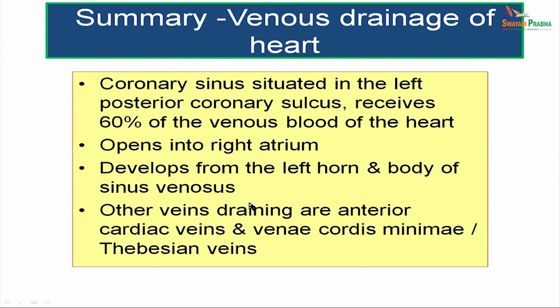directly into the right atrium without passing through the coronary sinus, and these veins are called the anterior cardiac veins and venae cordis minimae. They will be entering directly into the right atrium, or in the case of venae cordis minimae, all the chambers of the heart.